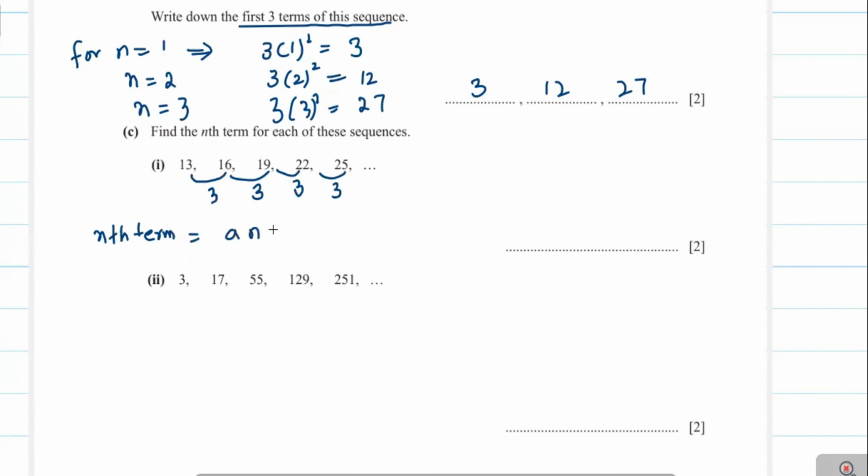In a linear sequence, the nth term will be equal to a times n plus b. Now a is the term rule value. The term rule is 3. Now we can write it as 3 into n plus b. b can be found by taking the difference between the first value and the term rule. We see that 13 minus 3, the answer is 10. This is the value of b. And we can write it as 3n plus 10. And this is the answer.